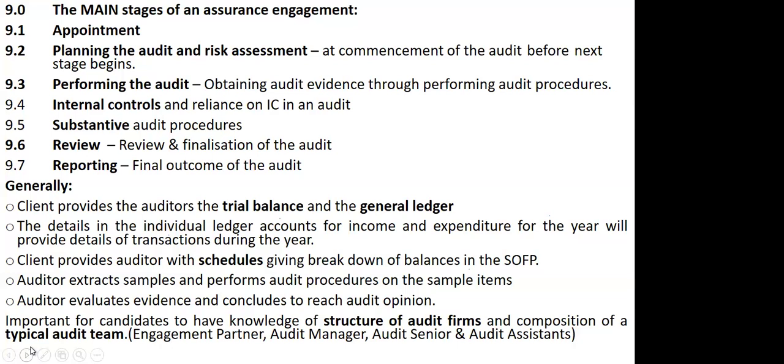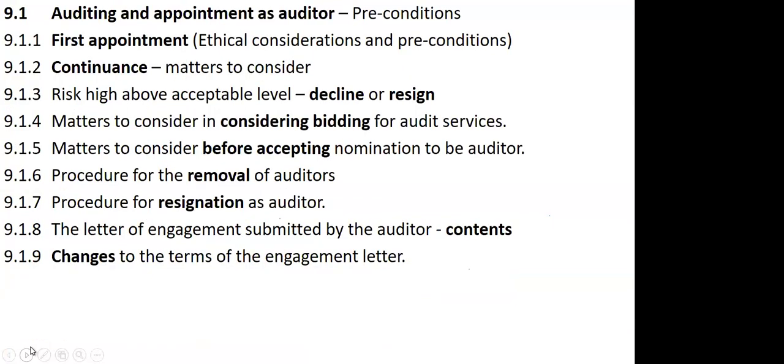whole population. So it's important for candidates to have knowledge of the structure of audit firms as well and the composition of a typical audit team. What I'm saying is we must be aware, because in the exam, you'll be told you are a partner, you are a manager, you are an audit senior. Let us have a good understanding of the structure of a typical audit firm. There will normally be a senior partner, then other partners, then the audit managers, and then the audit seniors and audit assistants. So audit teams are composed of at least one engagement partner, and maybe an audit manager, an audit senior, and several audit assistants. It's important because you will find these terms in the exam, so we need to know that.